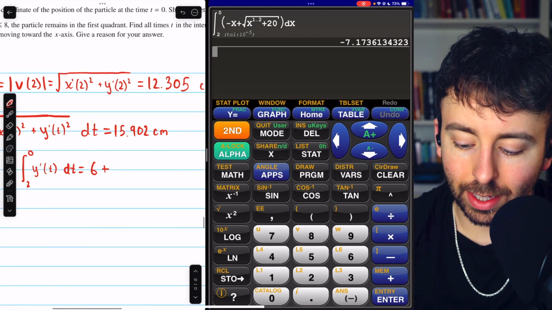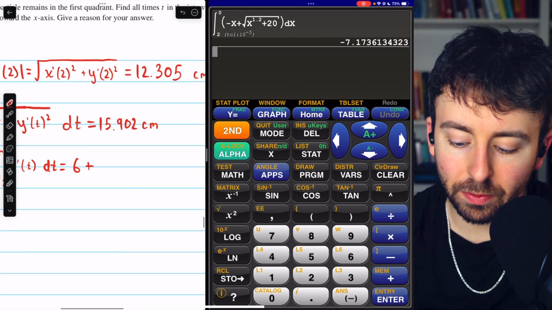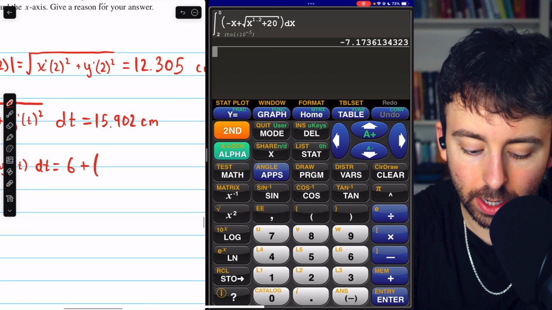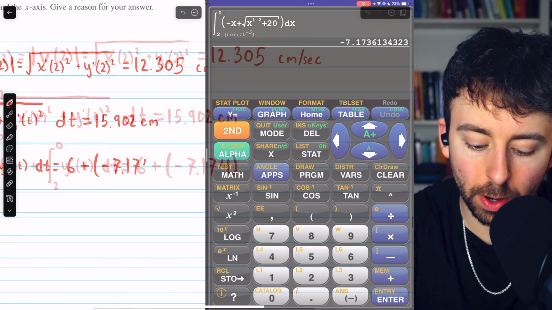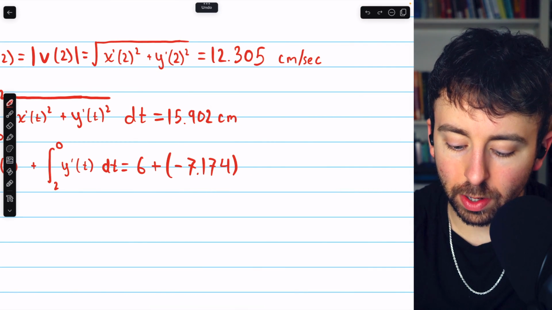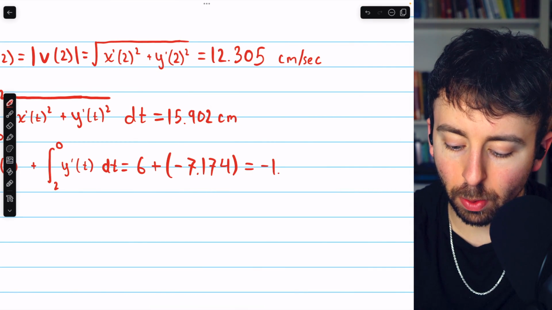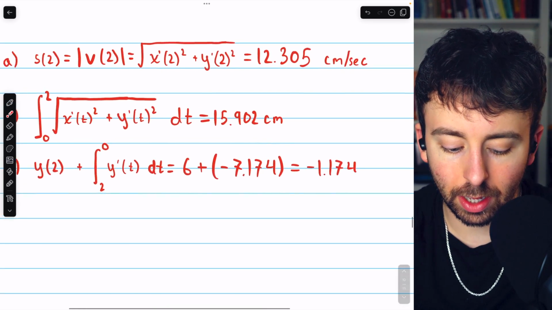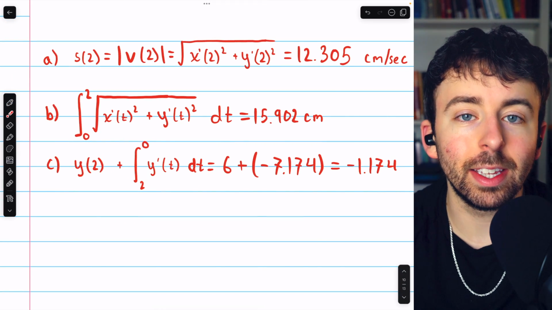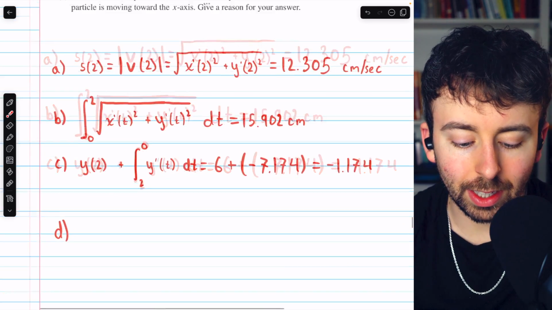Plugging this integral into the calculator, we get negative 7.174. So 6 plus negative 7.174 is negative 1.174. So that's the approximate y-coordinate of the particle at time t equals 0. Finally, part D.